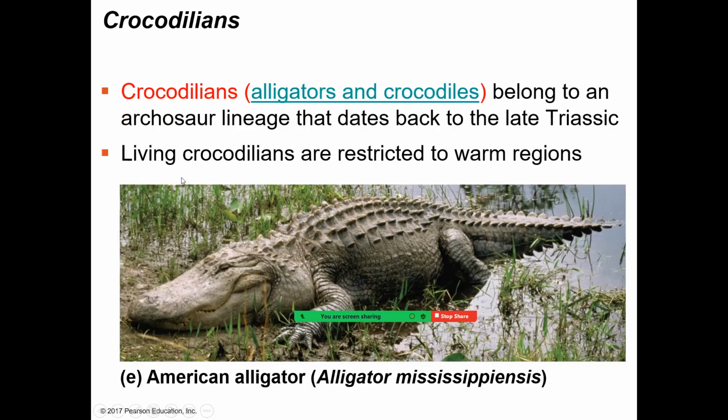Crocodilians. So crocodilians are alligators and crocodiles. They both fall into this category. They actually are very, very old in terms of when they evolved, dating back to the late Triassic, which is a period during which there were living dinosaurs. Living crocodilians are restricted to warm regions. They do not survive well in areas that get cold in the winter. There are alligators and crocodiles. So again, they look very similar, but they are a little bit different. And let's see if this one actually tells us.